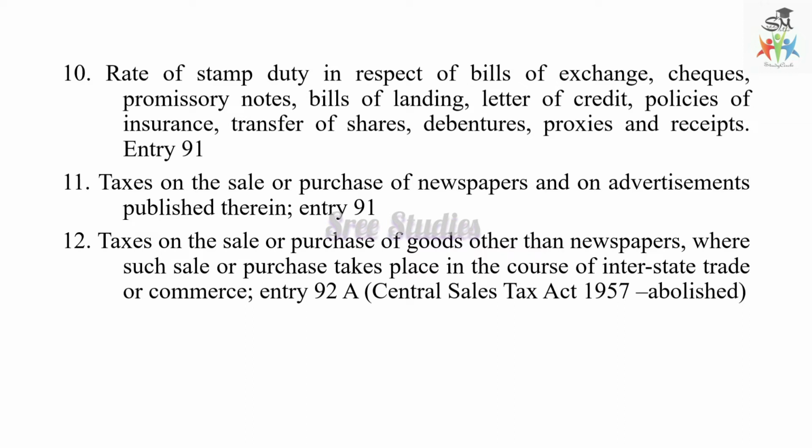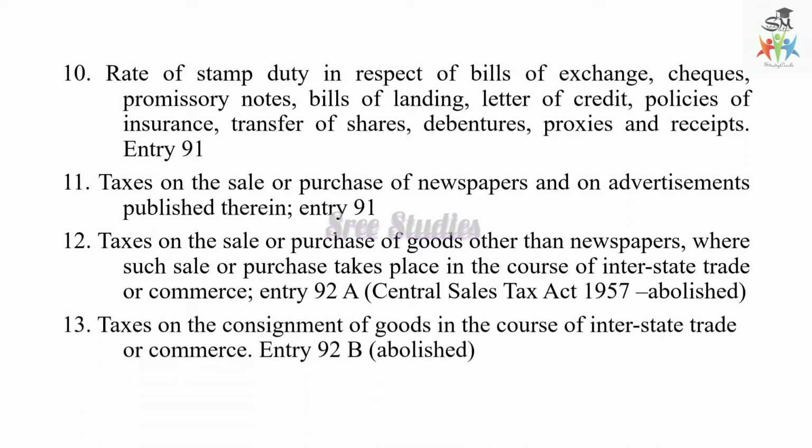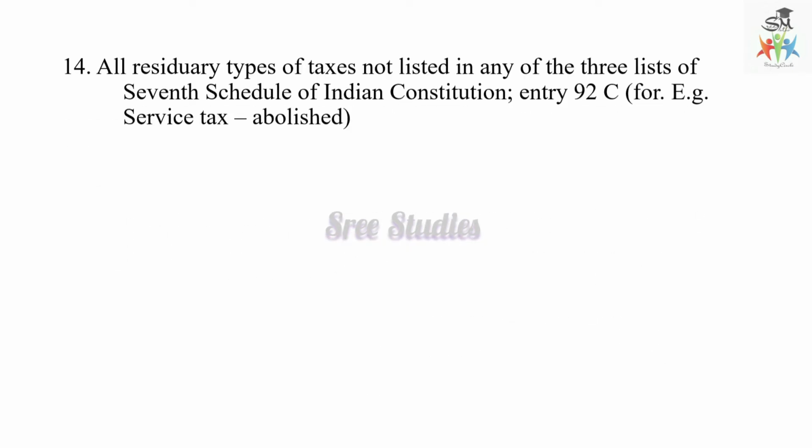Since we call it the Central Sales Tax Act 1957, presently it is abolished. And taxes on the consignment of goods in the course of interstate trade or commerce, 92B, this is also abolished. And all residuary types of taxes not listed in any of the three lists of the 7th Schedule of the Indian Constitution. Anything that has been left that can come under this, for example service taxes, now it is abolished.